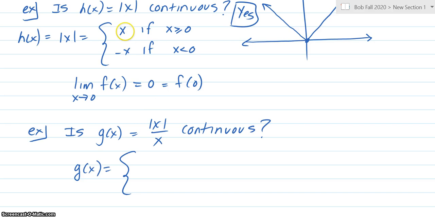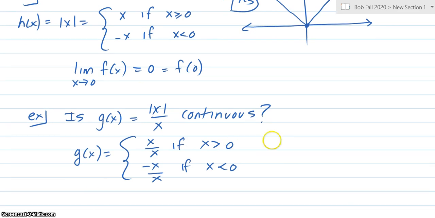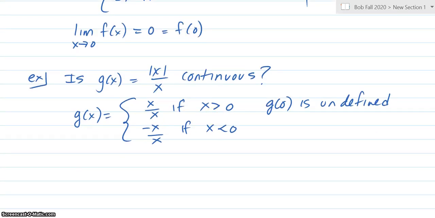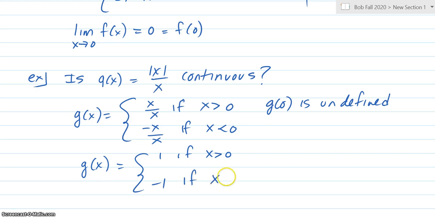Well, we know from above that the absolute value is x, but I'll just add this other x. If x is bigger or equal to 0, and it's negative x, but we have that other x, if x is less than 0. And actually, I made a mistake here. This should just be plain greater than now, isn't it? Because at x equals 0, it is undefined, right? G of 0 is undefined. So we do have to not put that greater than or equal to there. I can simplify this to be 1 for x bigger than 0 and negative 1 when it is less than 0.